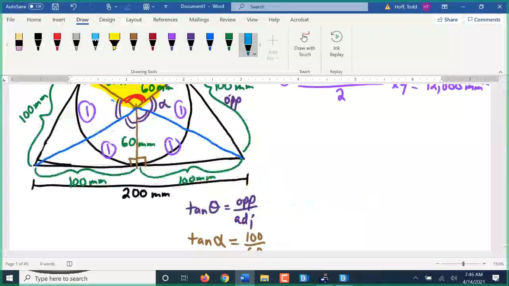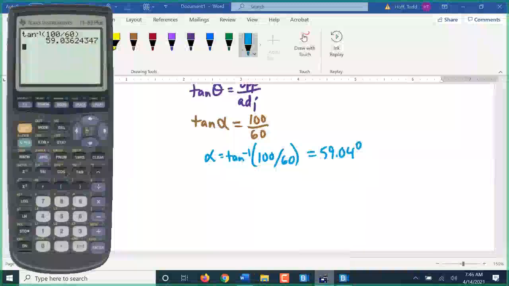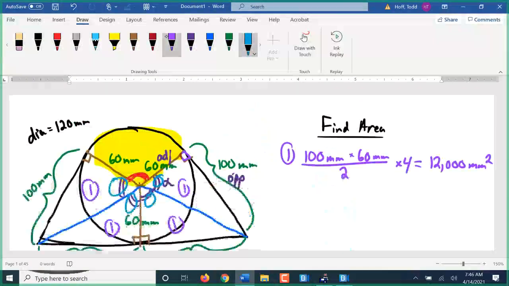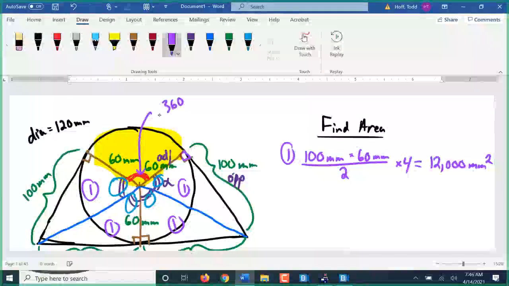We said there are 4 of them here, so I'm going to multiply that by 4. And notice I'm going to leave it in my calculator because that is rounded. It's actually 59.036. I'm going to do times 4. Gives me 236.14 degrees. Means here 4.